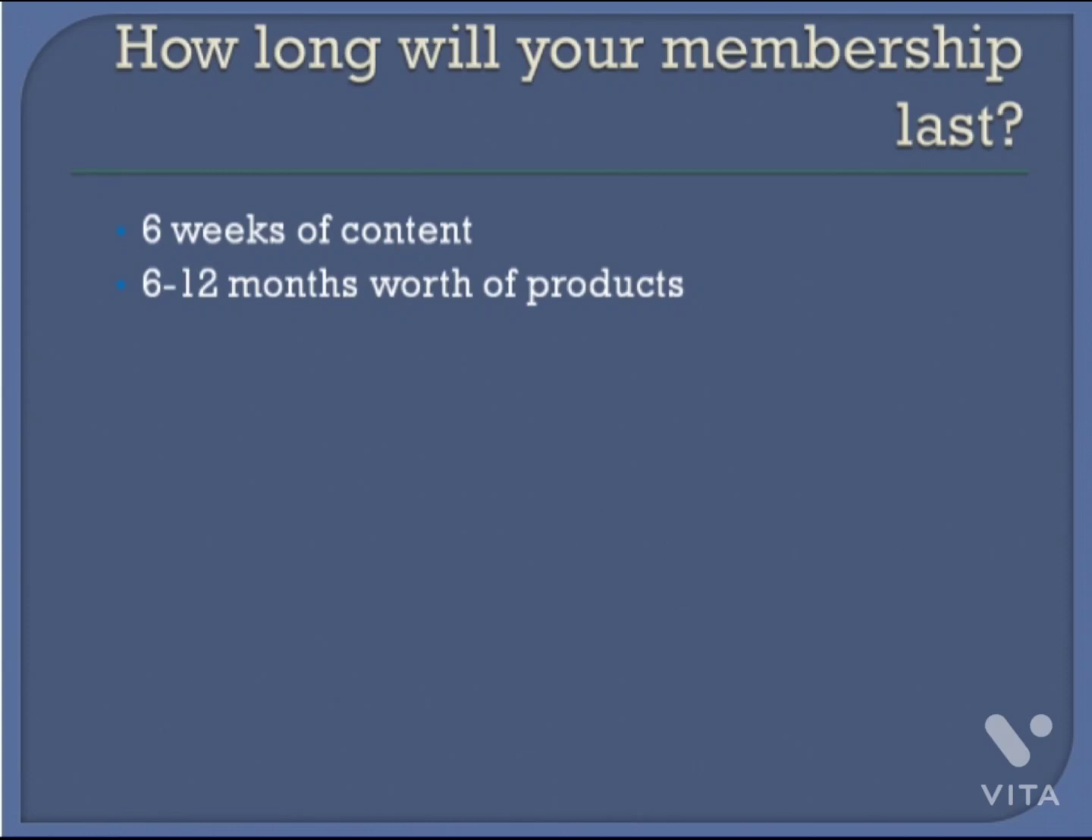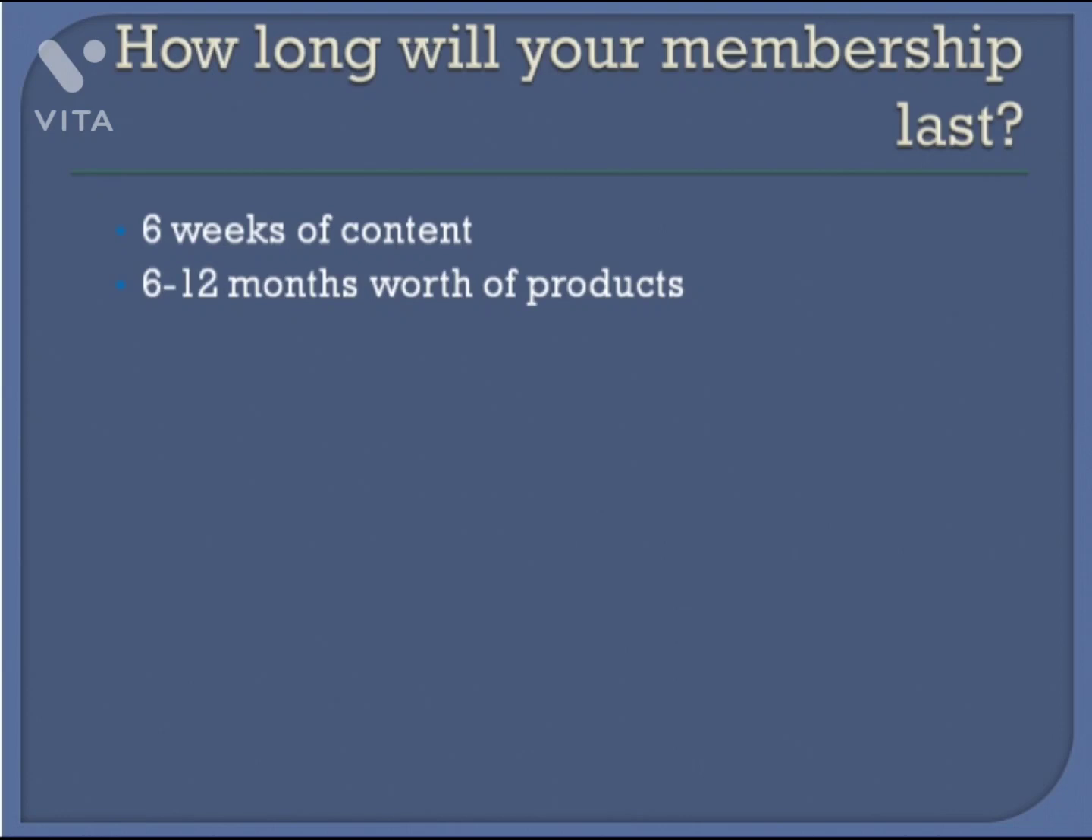You've got to think to yourself, what would my audience want? And another good way to figure that out is to look at your competitors. What are your competitors doing? What are competitors doing that is working? And what are competitors doing that is not working? If you understand all of this, it'll make it easier for you to figure out how long your membership site will last, because it varies from niche to niche, from topic to topic, and from market to market.